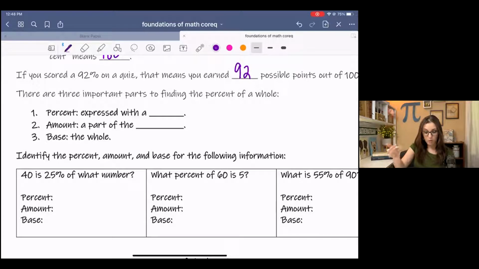Percent is expressed with a percent sign. Mine always look like 9s. I try to be better about this.